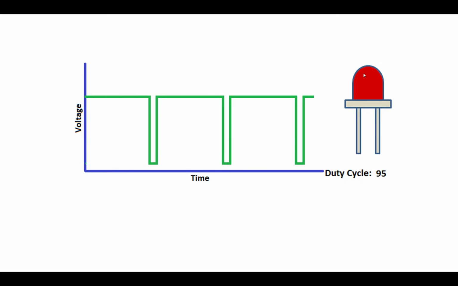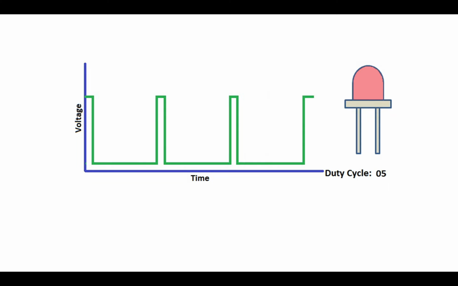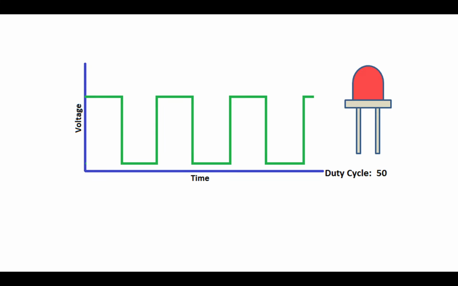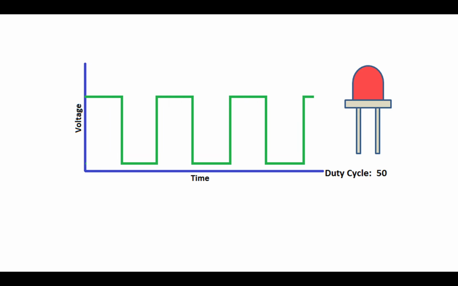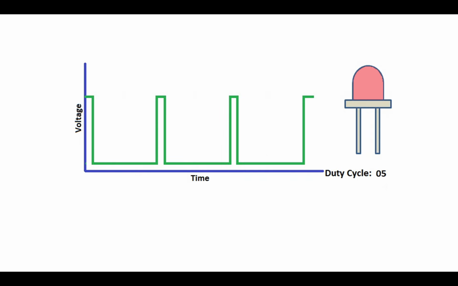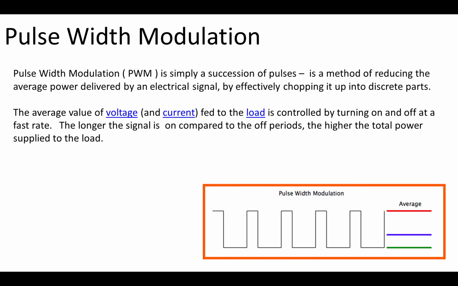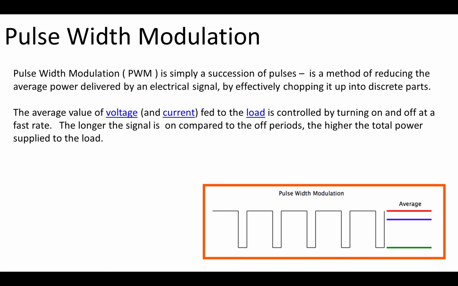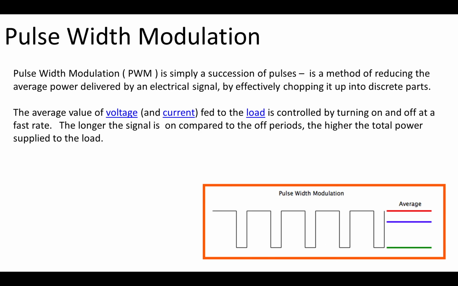So this is what a PWM signal looks like. It's a voltage, and we chop it up into little signals, and the more we send to it, the brighter, in our case, the LED will be, because we're sending it more power. So this is essentially a succession of pulses. You reduce the average power by chopping it up into discrete parts.